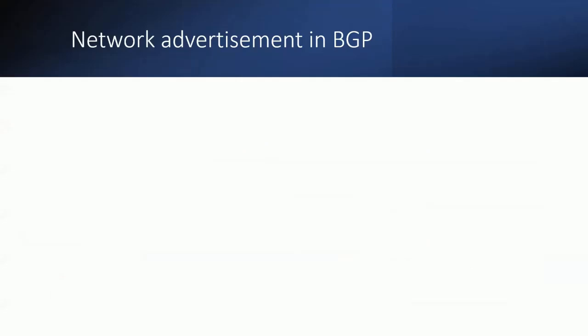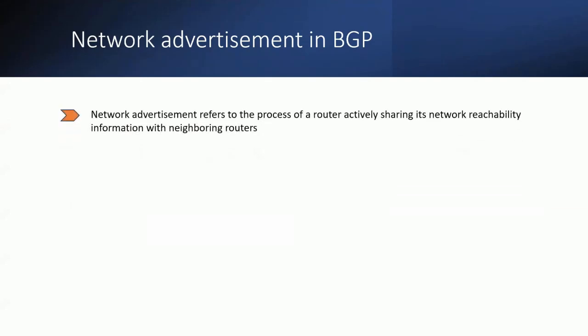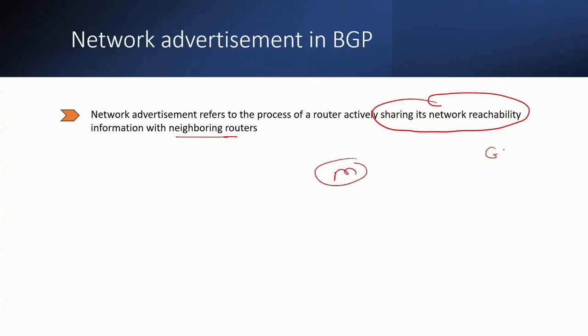Now let's understand the network advertisement in BGP. BGP is not just to make a peering between two devices. In the earlier example, with Microsoft and Google, we made the BGP peering up and established a session between them. Session means the BGP connectivity we have created. Network advertisement refers to the process of a router actively sharing its network reachability information with the neighbor router.